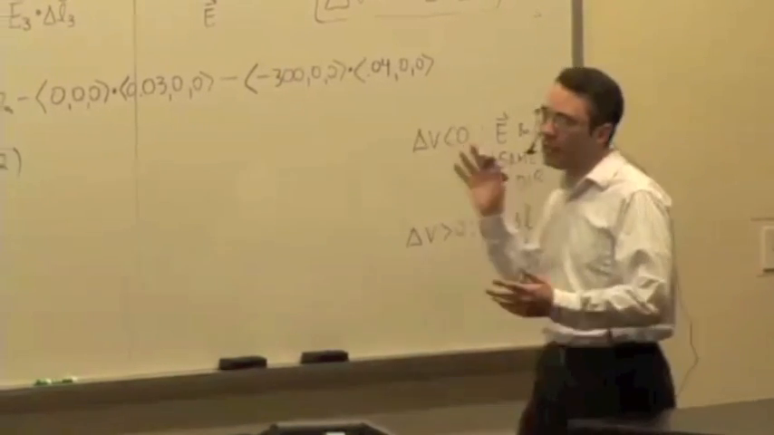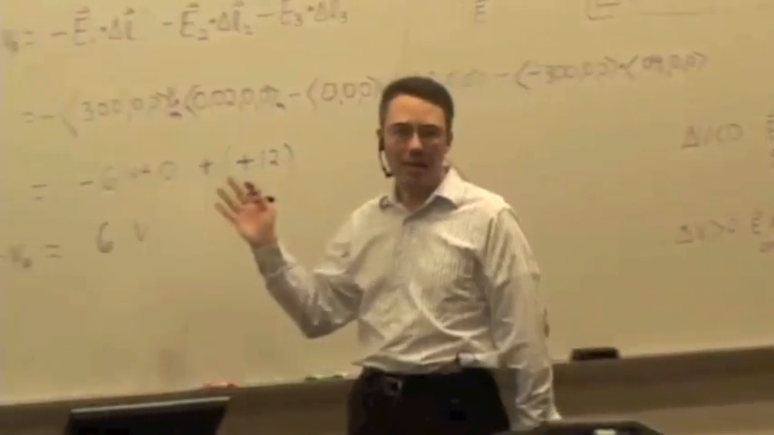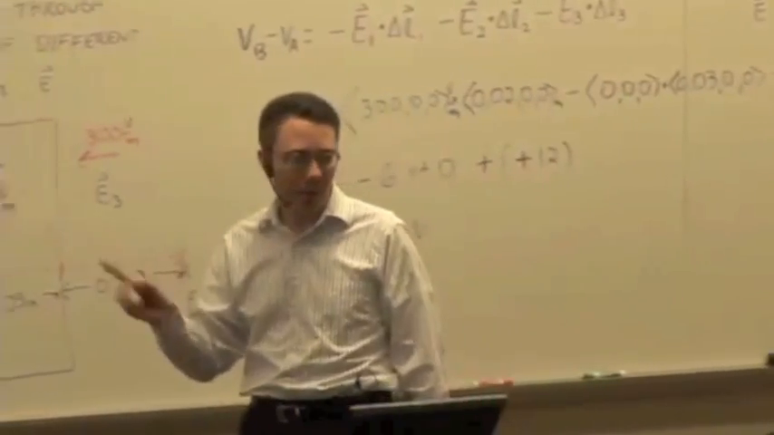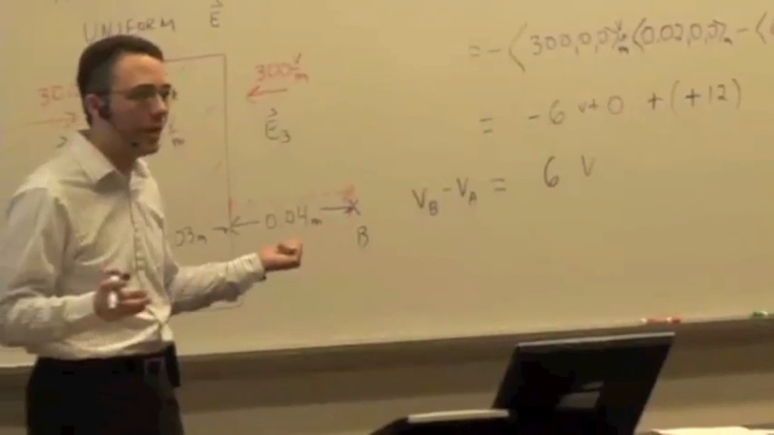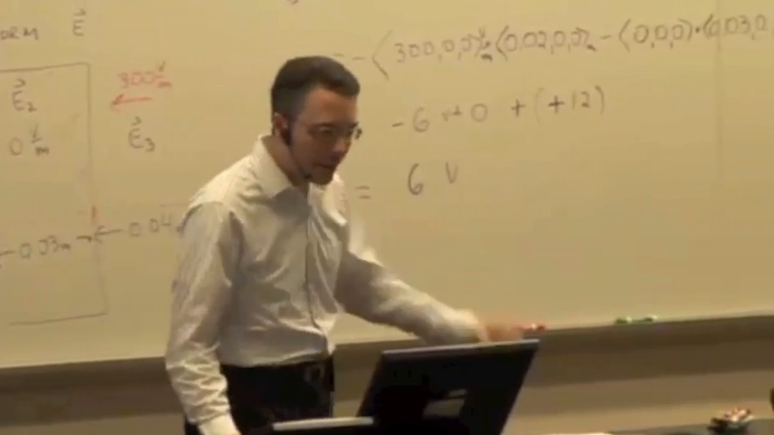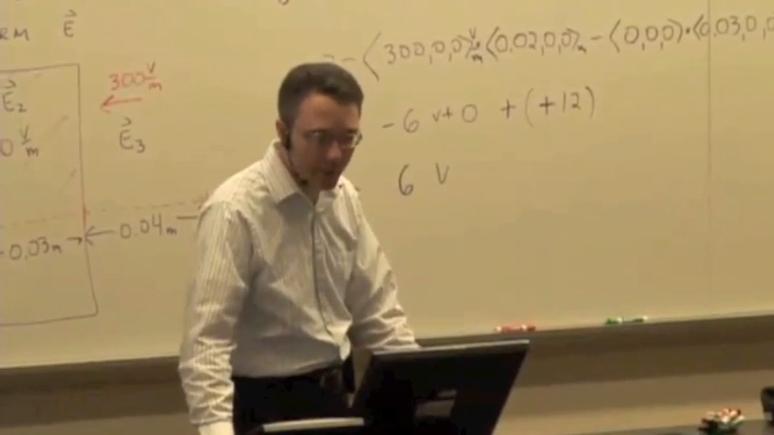So again, the point is check it, okay? It's easy to make sign mistakes. Check it as much as you can by looking at what the sign should be based on the physical situation, okay? So 6 volts, number 3 is correct.